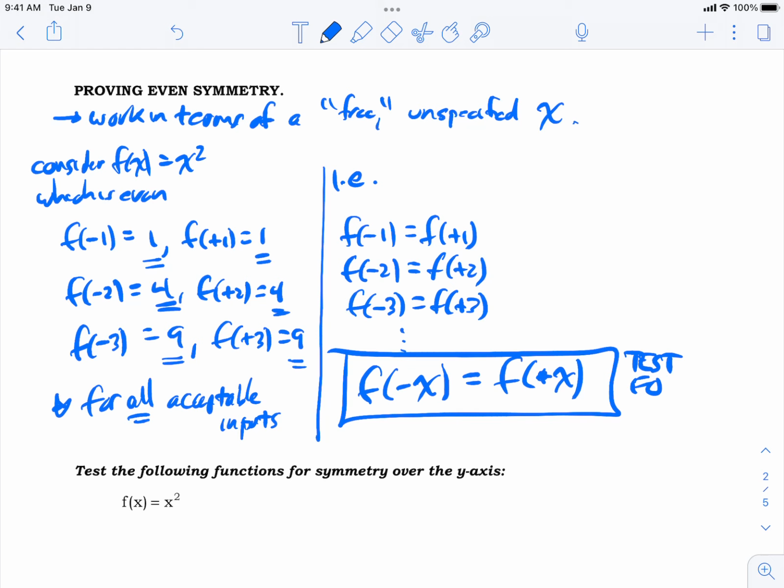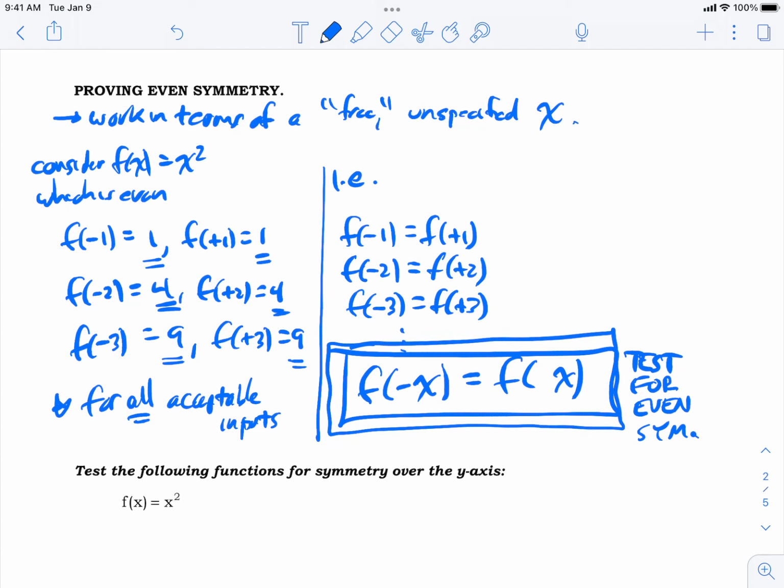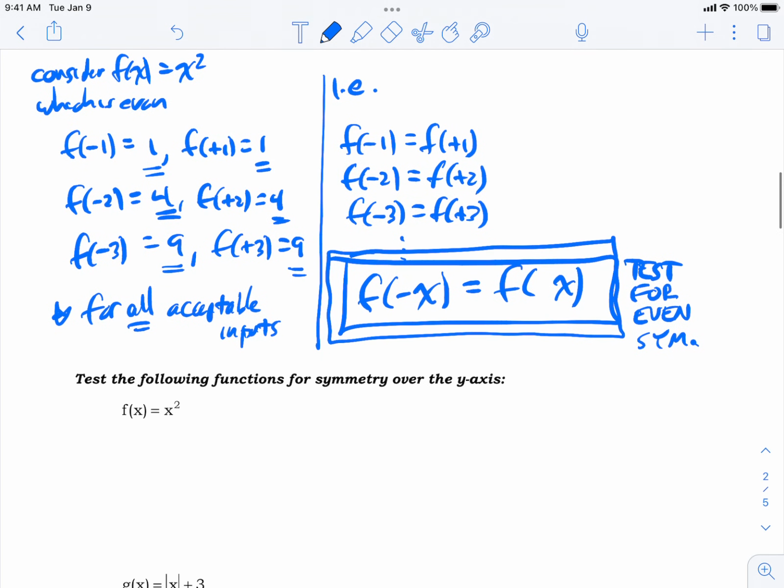Now, usually people don't put the positive there because that's kind of redundant, right? Okay. Test for even symmetry. If you can show that f of negative x is always the same as f of x, you have proven, this counts as proof of symmetry, and therefore we call it our test for even symmetry.